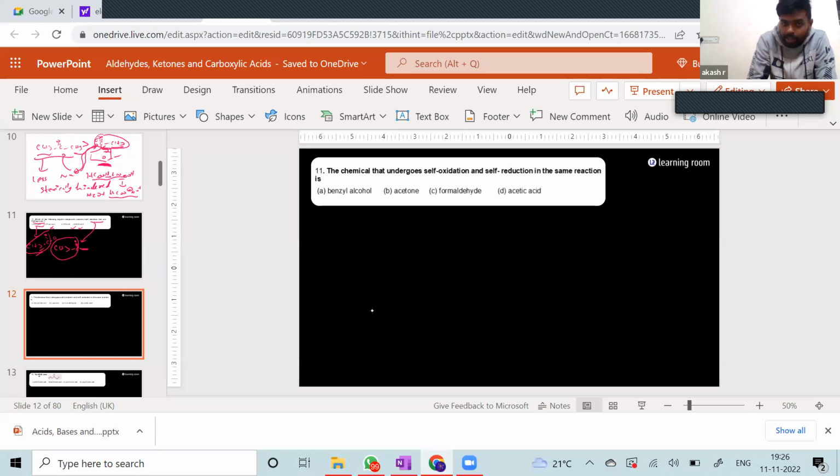And first of all, it should be an aldehyde or a ketone. Now acetone definitely has alpha hydrogen, right? CH3, C double bond O, CH3. This is your alpha carbon. This is your alpha carbon. There are definitely 3 hydrogens on each, so 6 alpha hydrogens are present. So this is not going to be the case, right?